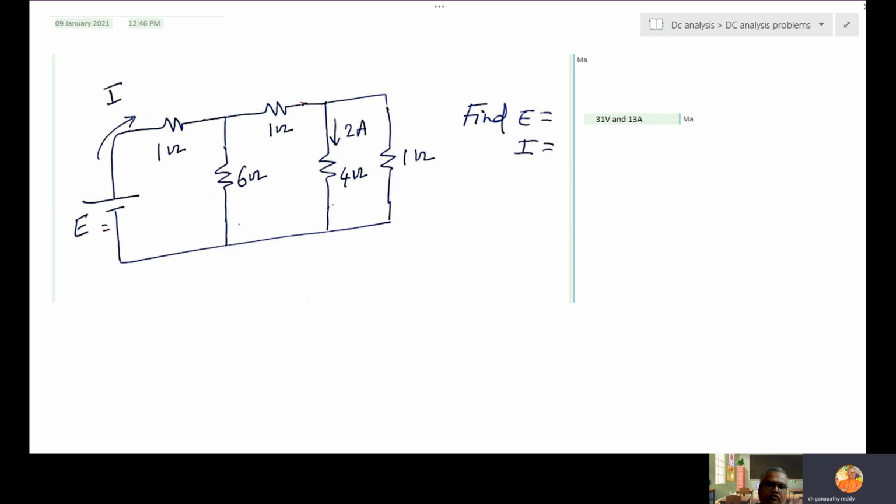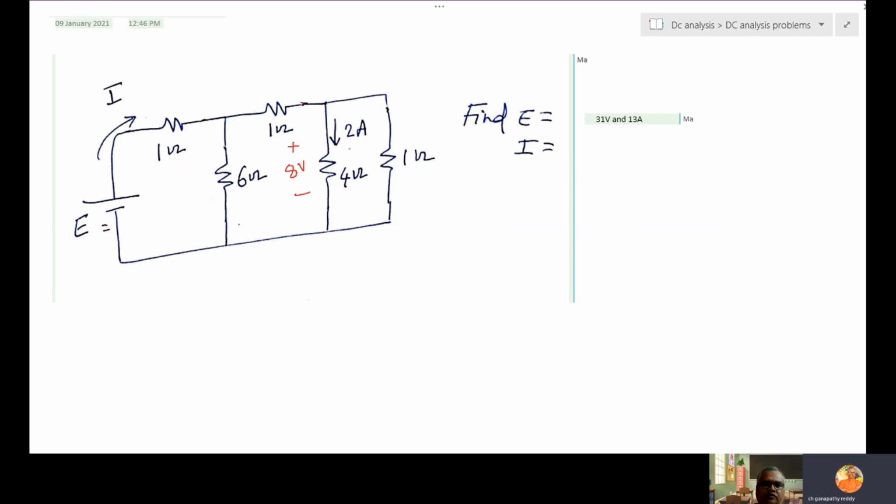This is another interesting problem. Find E and I, but 2 amps current given. So how to find? Don't find R equivalent. If you find R equivalent, time waste, no use. So since 2 amps given, what is the voltage here? 4 into 2, 8 volts.